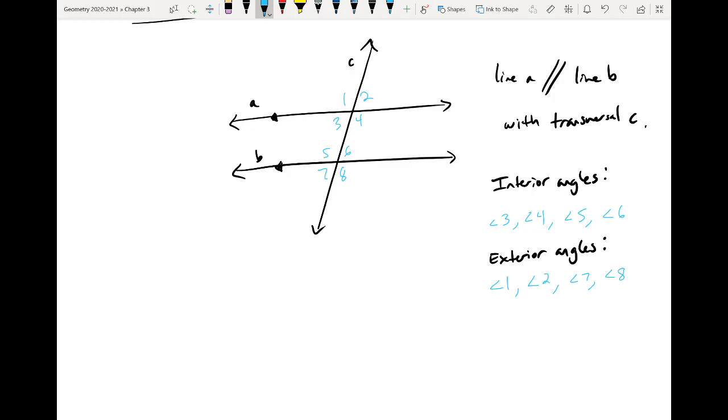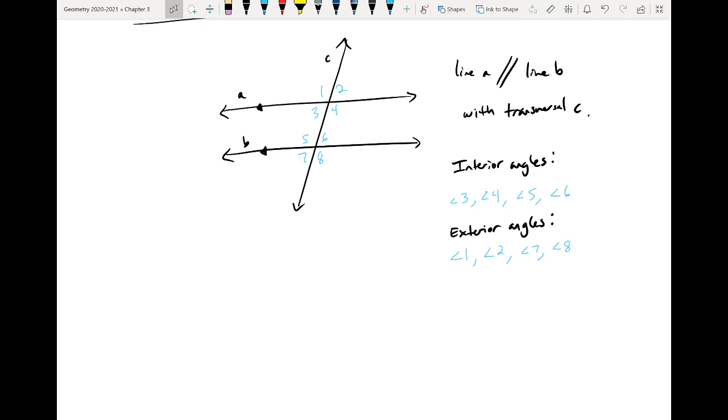All right. So within this, we have 4 other types of angles that we want to distinguish. The first one is called alternate interior, and this is where we're going to pair up some angles. The next is going to be called alternate exterior.